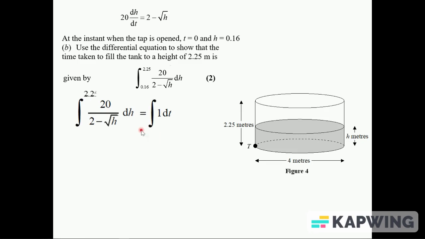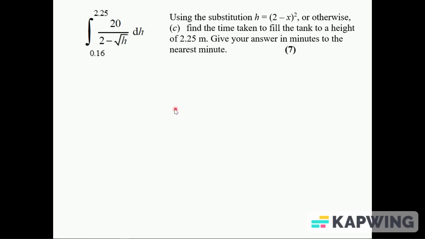The left-hand side, I want to find the time it takes to go from 0.16 to 2.25, so I'm going to integrate with respect to h between 0.16 and 2.25. That's going to correspond to the time of 0 and a time when it's full, which I call big T, not the tap T. It's the time it takes to fill. And this right-hand side will just be the time, because if I integrate 1, I just get little t, with big T and 0 substituted. So this will give me the time it takes to fill up.